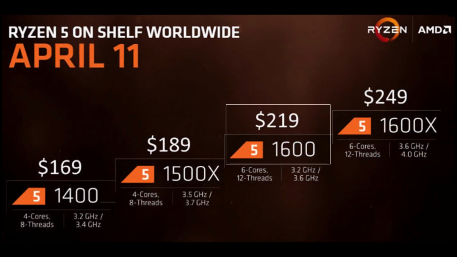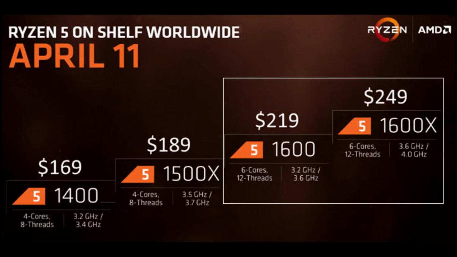Well, the R5 1600 and 1600X are 6 core, 12 thread processors, so they're not totally comparable to the 1400 and 1500X. However, seeing as we surpassed the clock frequency of the 1500X, does that basically render its existence pointless? Well, not really, and here's why.